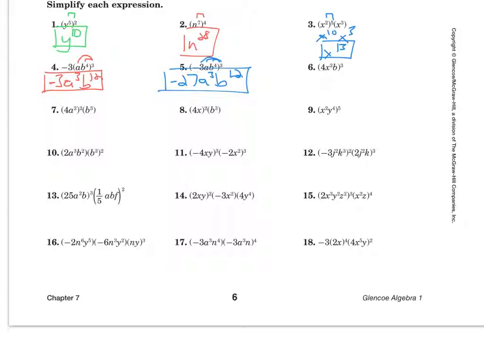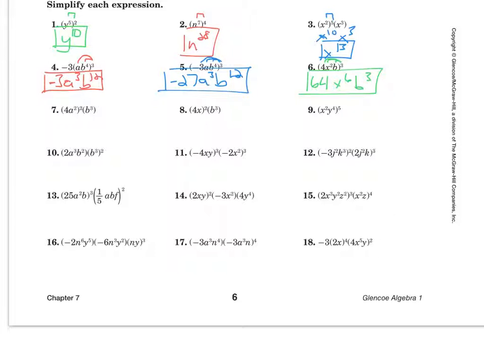Number 6. Okay, I need to raise all of these to the 3rd power. So 4 to the 3rd power is 4 times 4, which is 16, times another 4, which is 64. Then x to the 2 times 3 power is x to the 6th. And b to the 1 times 3 power is b to the 3rd.